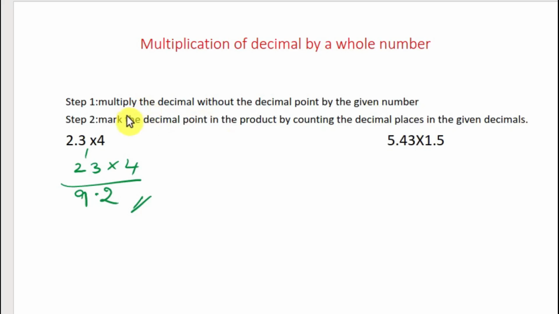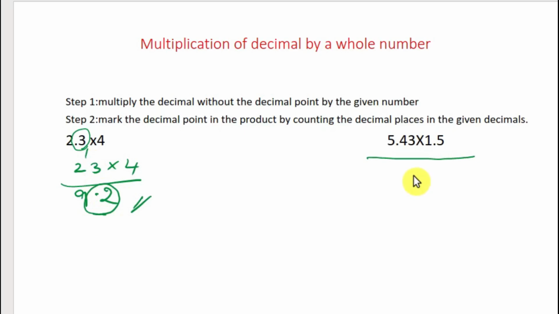Here, 2 steps are there. Multiply the decimal without the decimal point by the given number. I have written 23 as such. Mark the decimal point in the product by counting the decimal places in the given decimals. I have counted only 1 decimal place, so 1 point here. Shall I do one more?